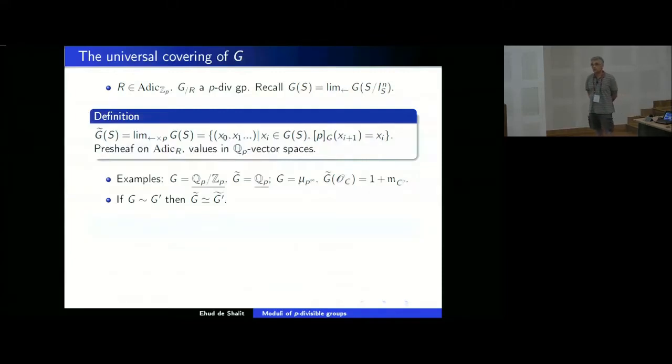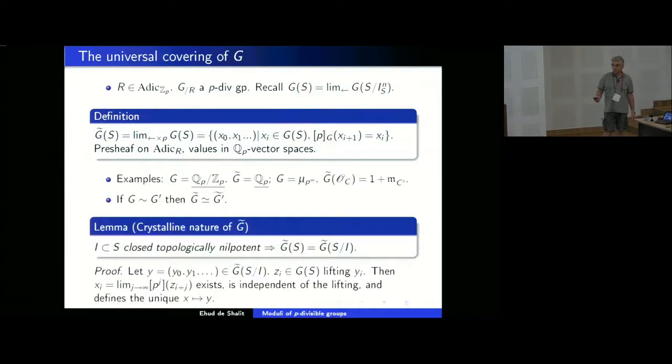Now, because these are Q_p vector spaces, the universal coverings are isomorphic even if the p-divisible groups are only isogenous. Definitely they're isomorphic if the p-divisible groups are isomorphic, but you see, an isogeny is a homomorphism such that you can follow it by another homomorphism so that the composition is some multiplication by a power of p, and multiplication by a power of p is an isomorphism on Q_p vector spaces. So this will be important.